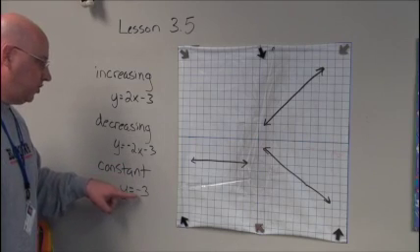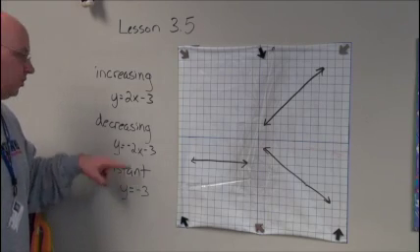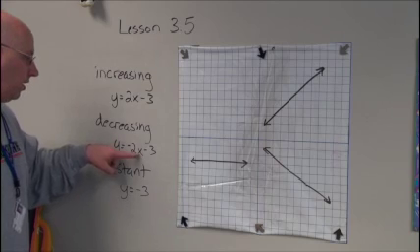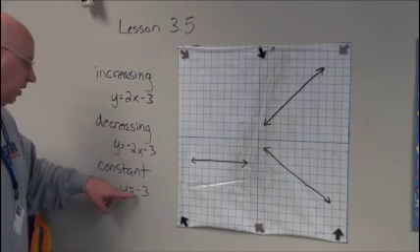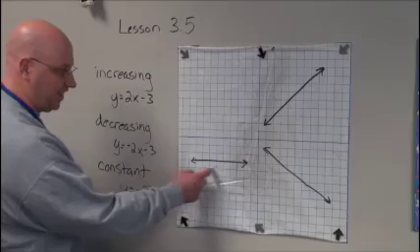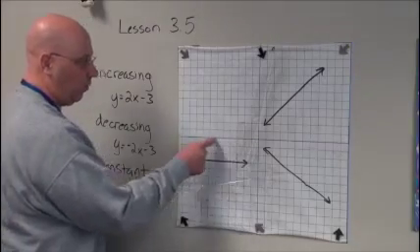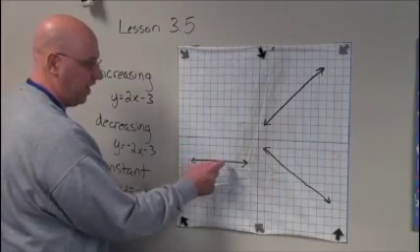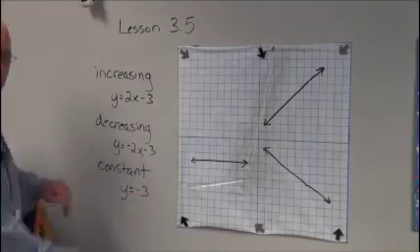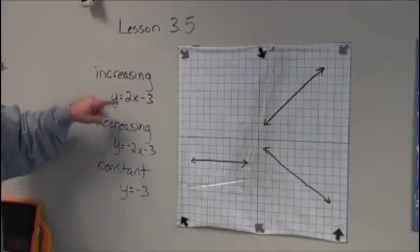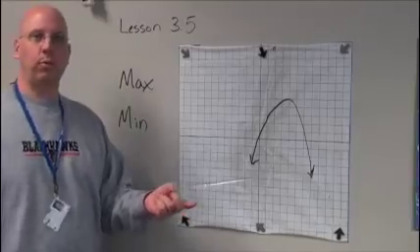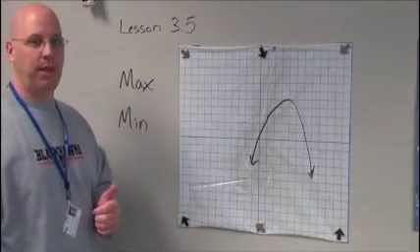Down here, there is no rate of change. There is no x variable, so there's no rate of change. In other words, y is always -3. In fact, that's this one here. No matter where we go on the x, the y is always -3. This is a representative constant. Decreasing, increasing. The last thing that we need to talk about for 3.5 is the idea of maximum and minimum.